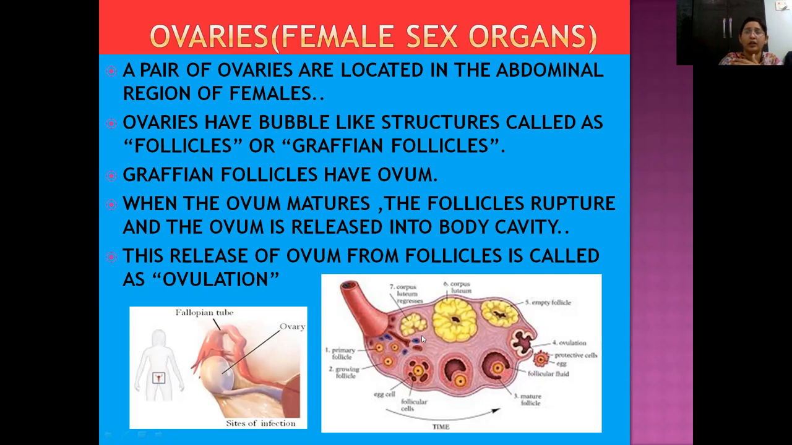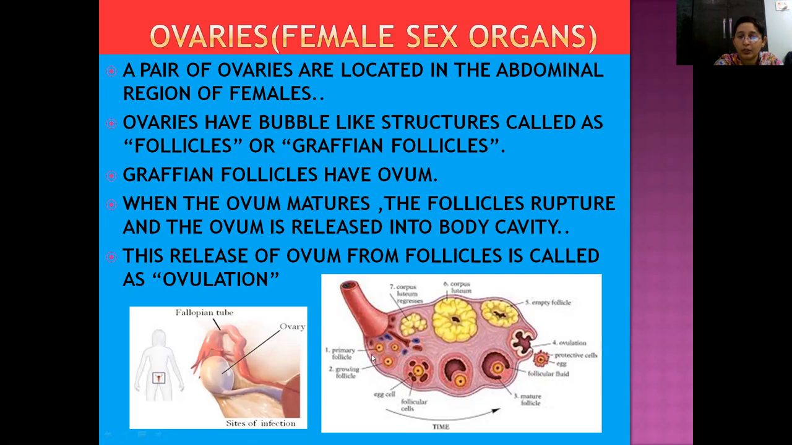Later it gets degenerated. Okay, so this is a continuous formation. You know that in 8th standard you have learned how menstruation and ovulation occur. It is a regular, cyclic process, and every 28 days an ovum is released from the ovaries. So how is the ovum formed? Ovum is formed by the cell division called meiosis.